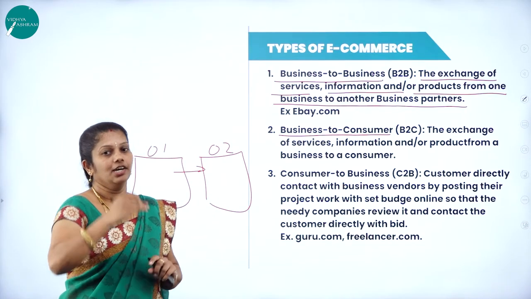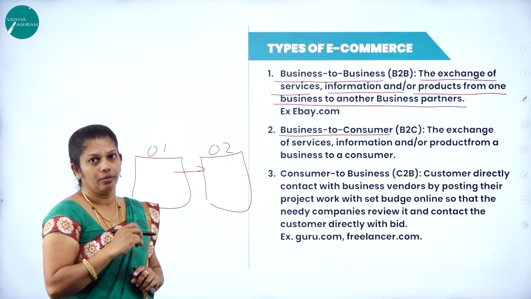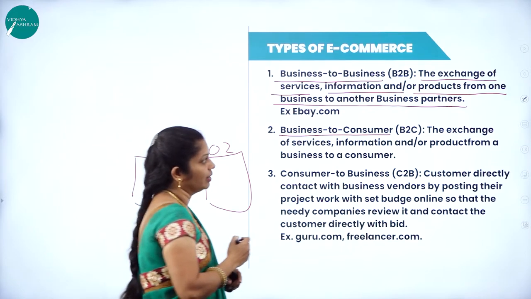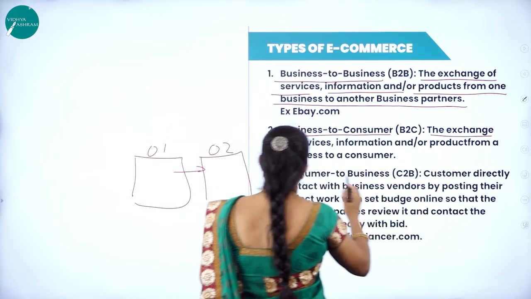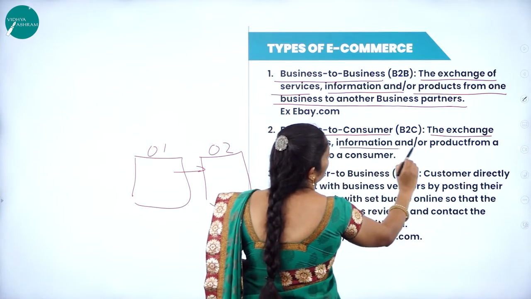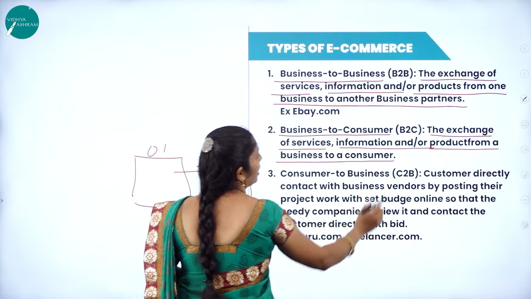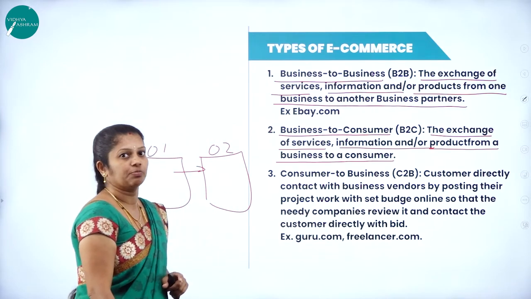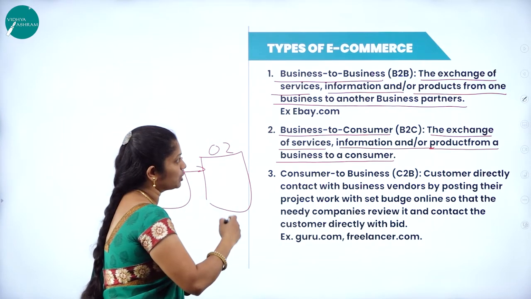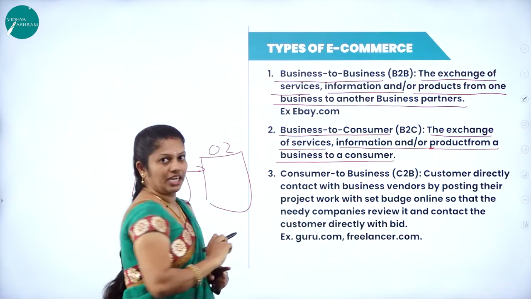And the second one is business to consumer, where products are supplied directly from the organization to the customer. In business to consumer, consumer is nothing but the customer. Here, the exchange of services, information or products takes place from business to a consumer.